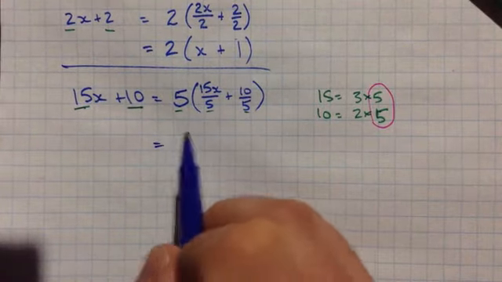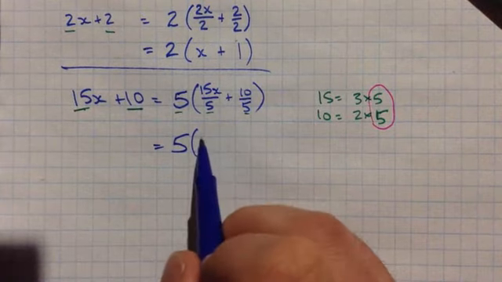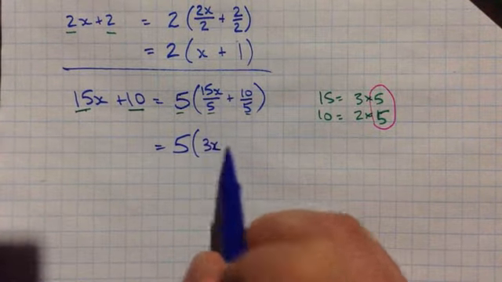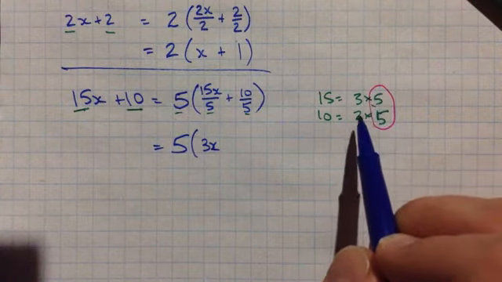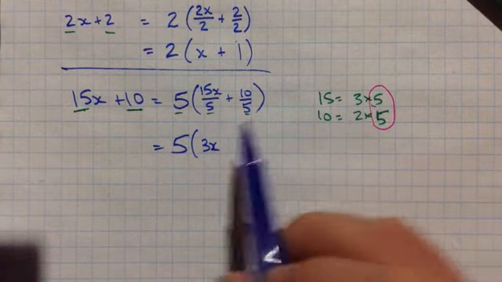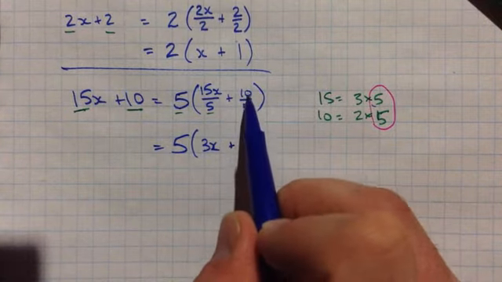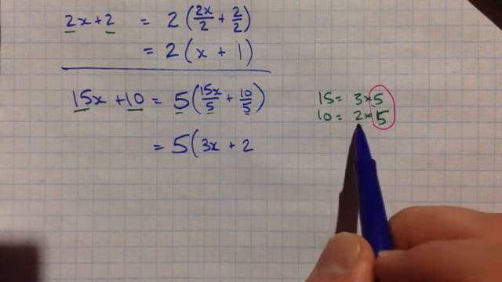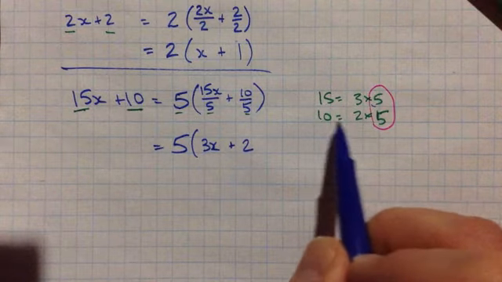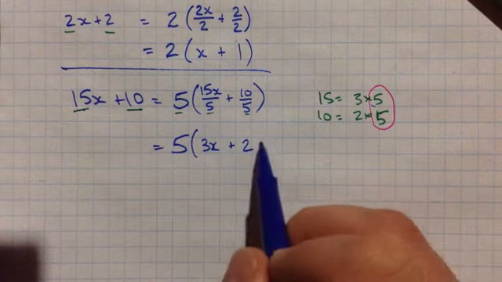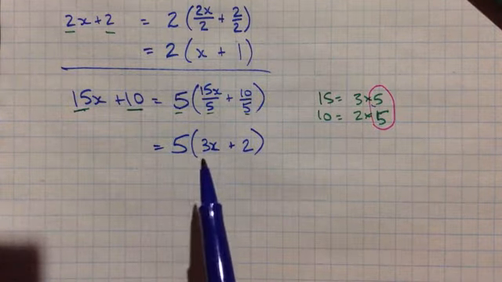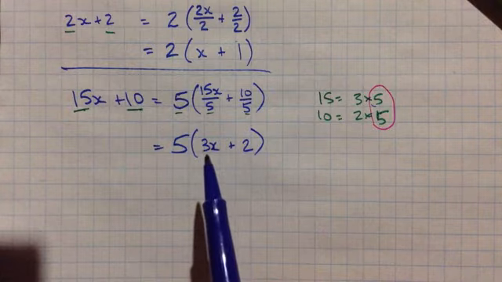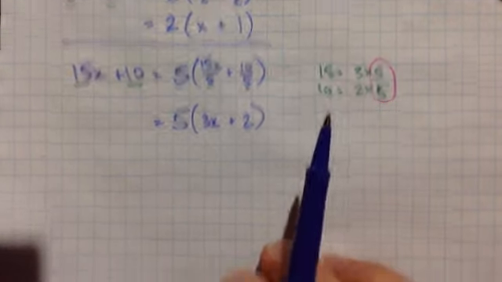Okay, 5 times 15x over 5 is 3x, which you'll see is what I get here. If I've taken the 5 out of my prime factorization of 15, I'm left with 3. And here, 10 divided by 5 is 2, which is what's left over on my prime factorization of 10 if I were to remove this 5. So there's my expression factored. Now I've got a common factor of 5 removed from 15x plus 10, and that leaves me with 3x plus 2 inside here.